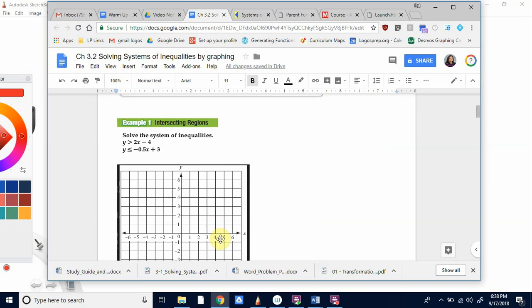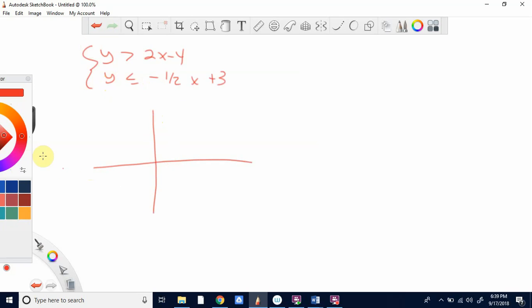So let's look at example one. They want us to solve the system of inequalities. Before, the last section was systems of equalities. Now we have inequalities. So how are we going to do this? Well, we're going to make a coordinate plane. Let's start with writing our system. We have y greater than 2x minus 4, and y is less than or equal to negative, I'm going to change this to 1/2 x plus 3. Now they must be in y equals mx plus b form, and then we're going to graph each one.